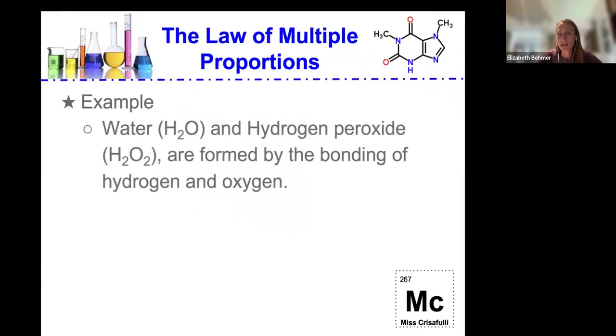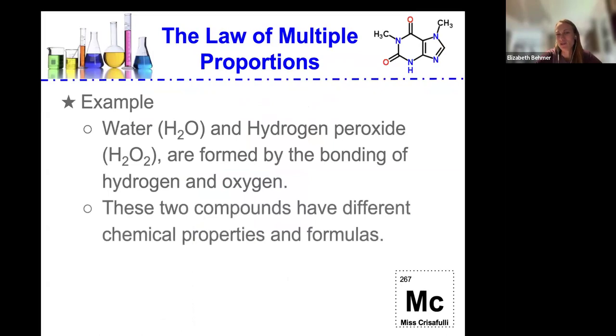Another example, water, H2O, and hydrogen peroxide, H2O2, are formed by the bonding of hydrogen and oxygen, but these two compounds have different chemical properties and formulas.